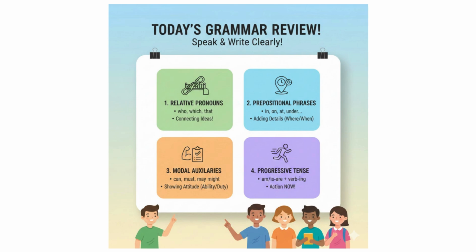Today, we will be doing a quick review of 4 important grammar points that help you speak and write clearly. These 4 points are relative pronouns, prepositional phrases, modal auxiliaries, and progressive tense. As a warm-up for today, can you think of a sentence that uses a word like which or because to give extra information?